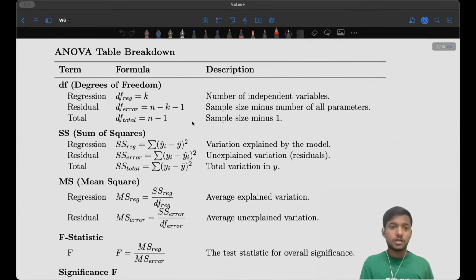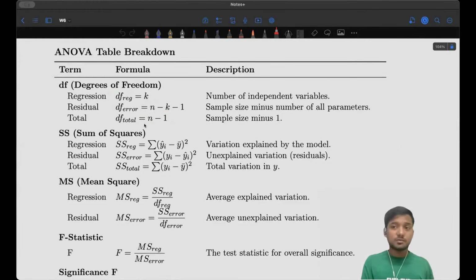Then coming to the formulas. How do we calculate degrees of freedom? For regression, it is the number of independent variables. So if I am using 10 independent variables, x1, x2 up to x10, my regression degree of freedom is going to be 10. If I have k independent variables, the degree of freedom for regression is k. Similarly, the degree of freedom for error is n minus k minus 1, and the total degree of freedom is n minus 1.